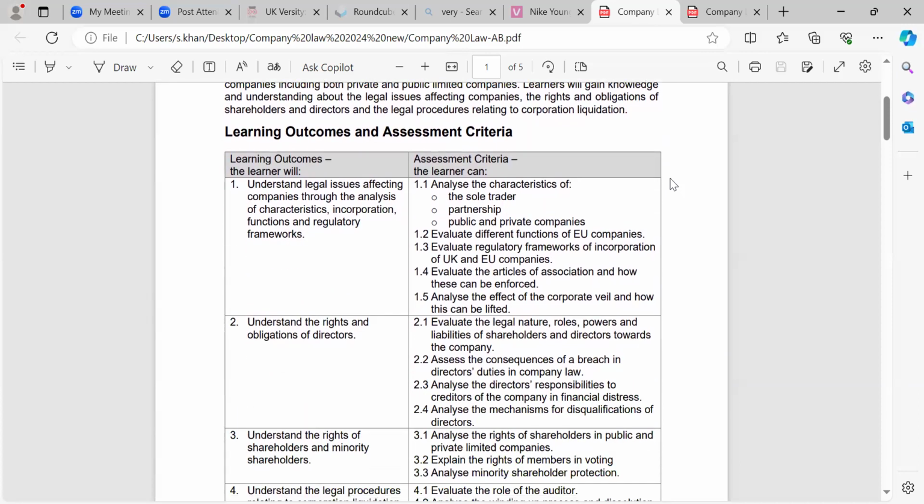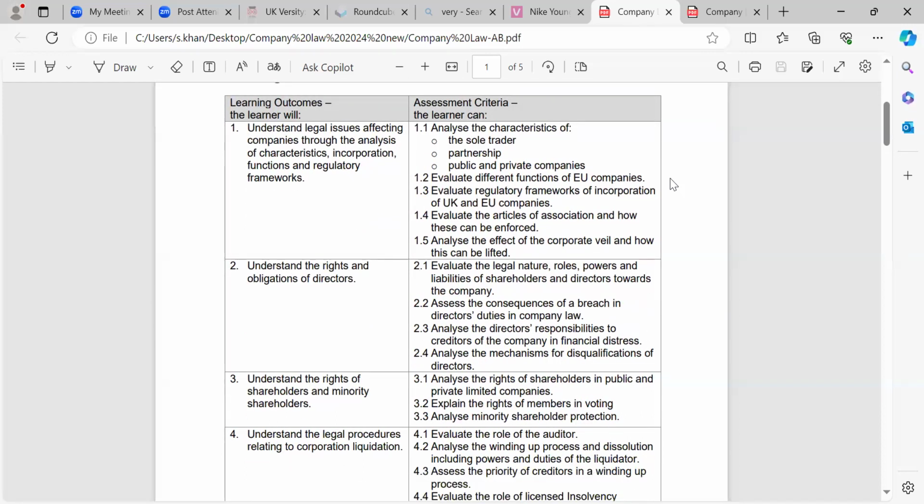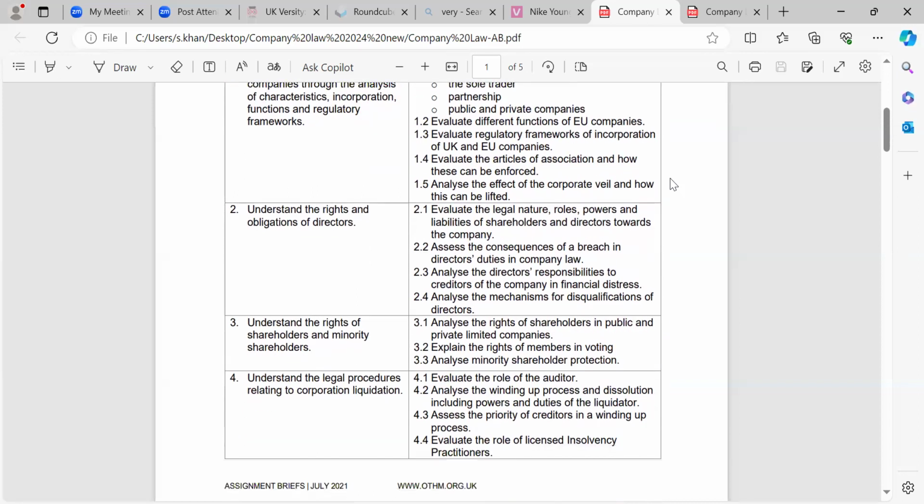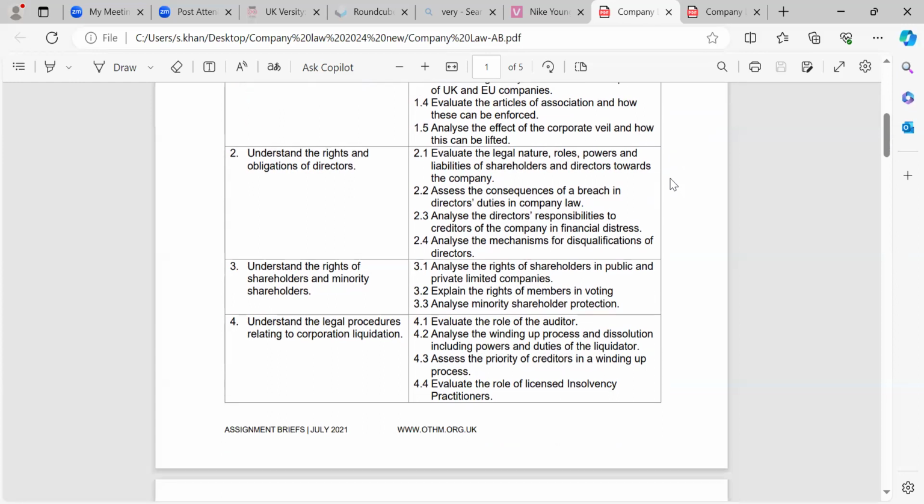And as we've gone through the learning outcomes, 1 is to understand legal issues affecting companies through the analysis of characteristics, incorporation functions, and regulatory frameworks, and the assessment criteria, which we looked at when we went through the learning outcomes. So 1.1 is to analyse the characteristics of sole trader, partnership, private and public companies. 1.2 is to evaluate different functions of EU companies. 1.3 is to evaluate regulatory frameworks of incorporation of UK and EU companies. 1.4 is to evaluate the articles of association and how these can be enforced, and 1.5 is to analyse the effect of corporate veil and how this can be lifted.